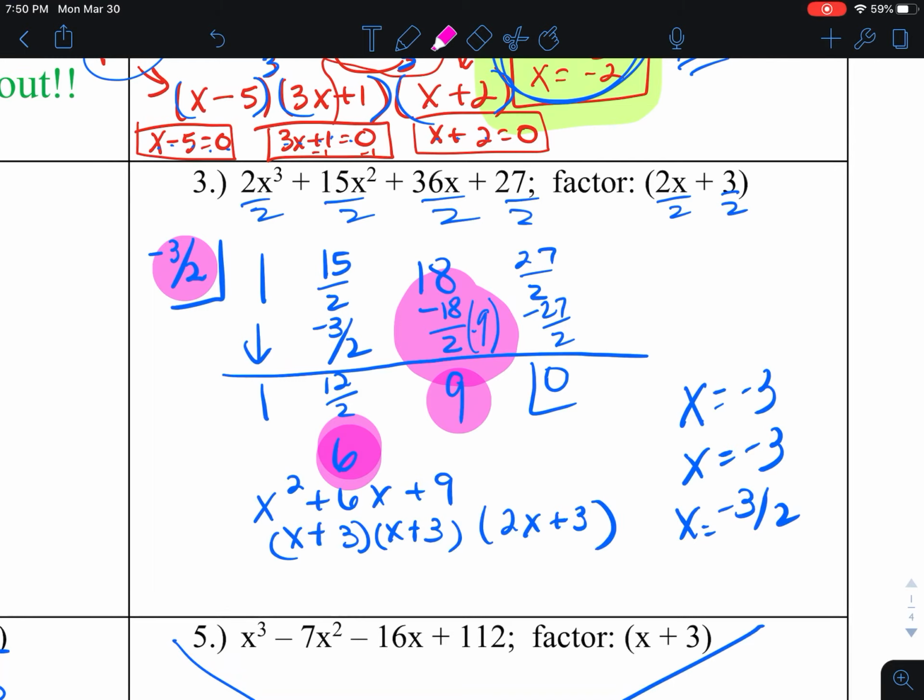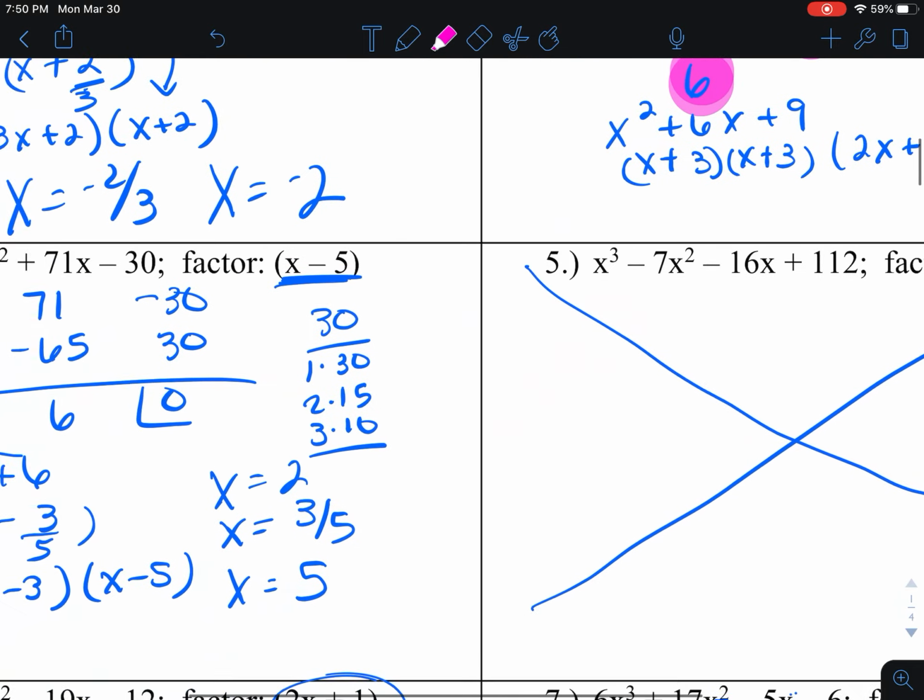The other question I got a lot was, could you have two answers that are the exact same? And absolutely, you positively can. All right. So again, if you don't understand that, take a look at that. And please ask questions if you're not understanding stuff.